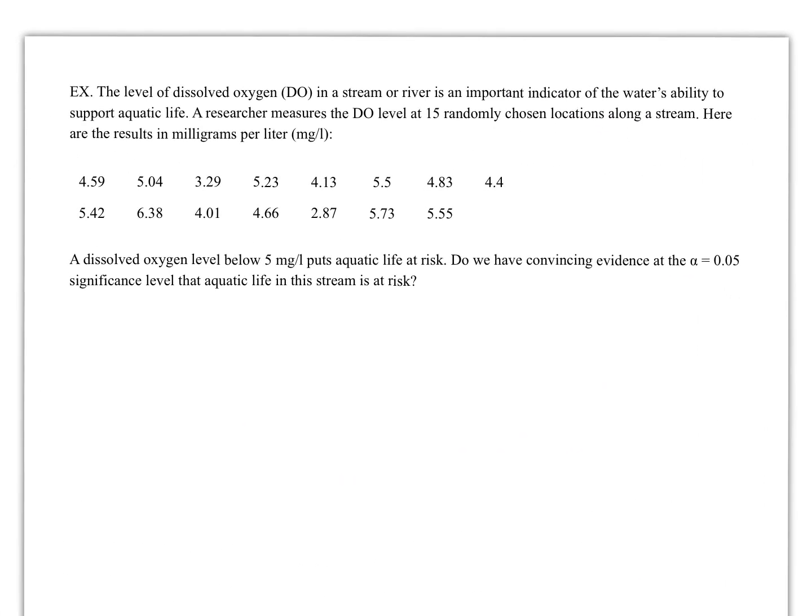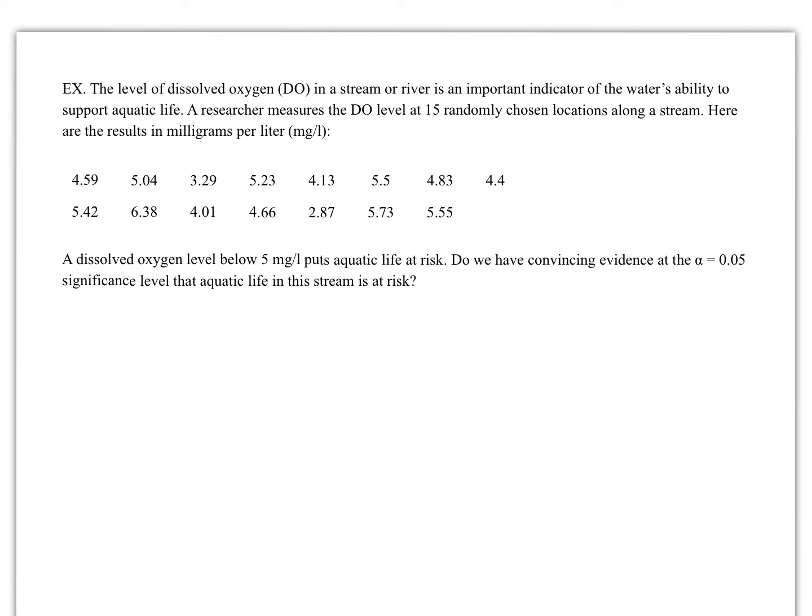So one more example. The level of dissolved oxygen in a stream or river is an important indicator of the water's ability to support aquatic life. A researcher measures the dissolved oxygen level at 15 randomly chosen locations along a stream. Here are the results in milligrams per liter. So something that we're also going to potentially see with means is given a list of data, and we have to calculate our x-bar and our sample standard deviation, which we have done in the past. So remember, we go into our stat function and we hit edit, and then we're going to put our data in a list.